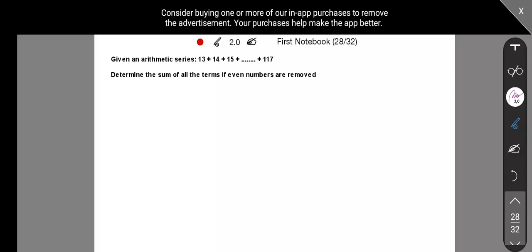In this lesson, we'll be calculating the sum of the terms excluding the even numbers. So let's have an example. Suppose we have 1 plus 2 plus 3 plus 4 plus 5. So what is the sum of all the numbers excluding the even numbers? We can cancel the even numbers. So the sum of all the terms excluding the even numbers is 9.